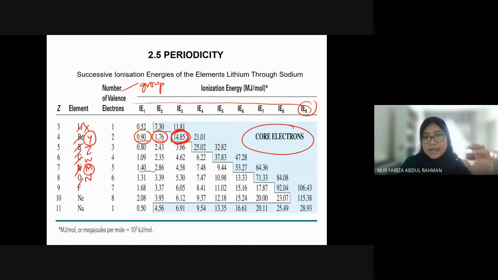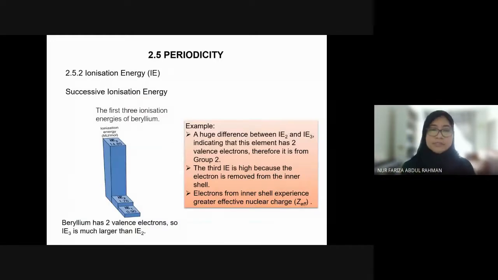That is what we call sudden jump. Okay, ada kenaikan yang mendadak guys. So it shows that starting IE6 is already the core electron or the inner electron. So maksudnya valence electron ada berapa? 1, 2, 3, 4, 5. There are 5 valence electrons for N. Okay, so that is how we determine the group number or the valence electron from the successive ionization energy given. Faham ya?